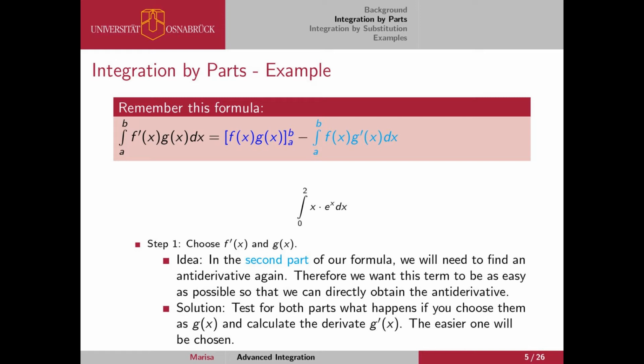If you look at the formula for integration by parts again, which is written in the red box, you can see that in the second part, the light blue one, we have an integral again. This means we will also need to calculate an antiderivative for that integral later on, meaning that we will need to find an antiderivative of f of x times g prime of x.